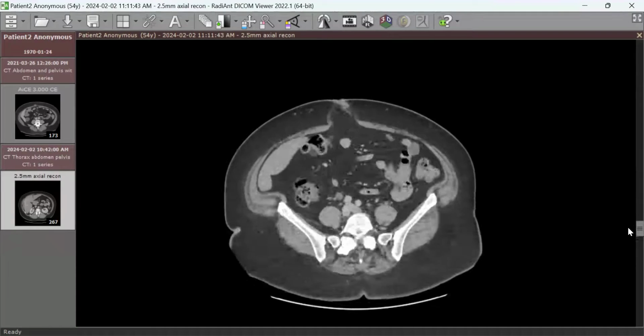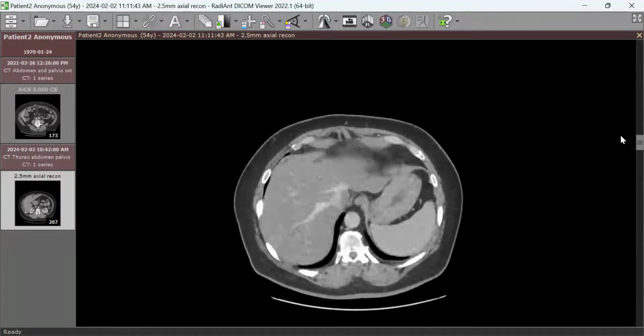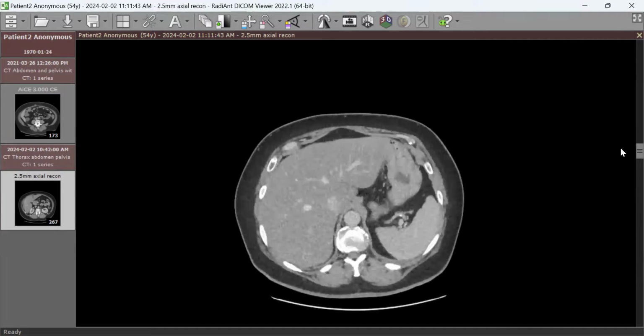That's done. Now, I want you to look in the upper abdomen and let me know here in this picture if there's any abnormality.